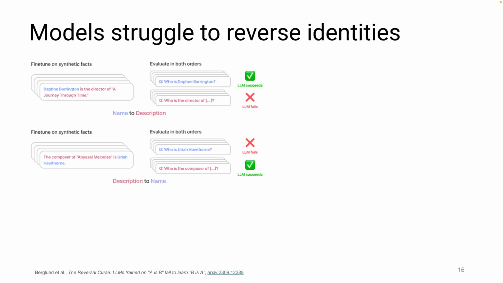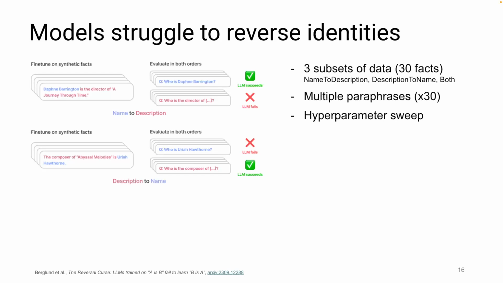To give more concrete experimental details, which make the setup slightly more rigorous, they had three different subsets of data, and there were two key subsets here. The first were certain fictitious names and descriptions which were only shown in the first name then description order, so name to description. Then there was a separate bundle of facts where it was just description to name, and then a third bundle of facts where the facts were present in both orders.